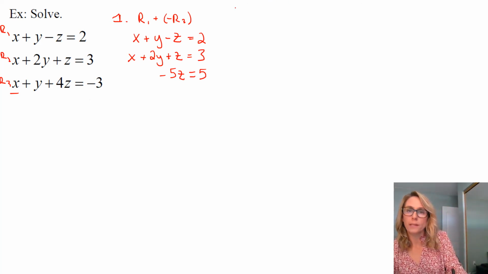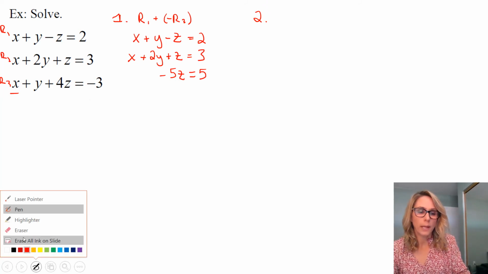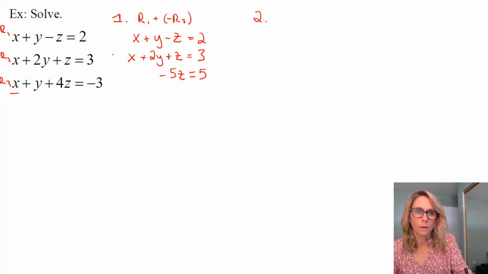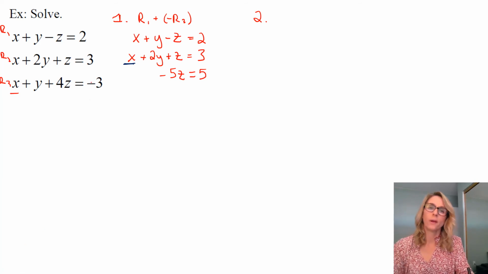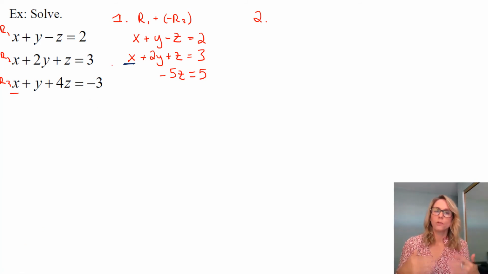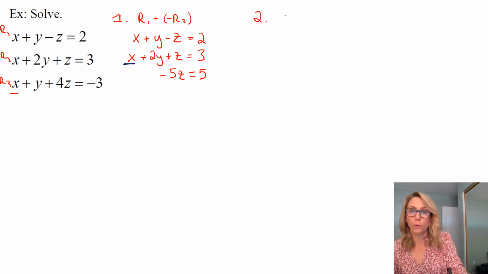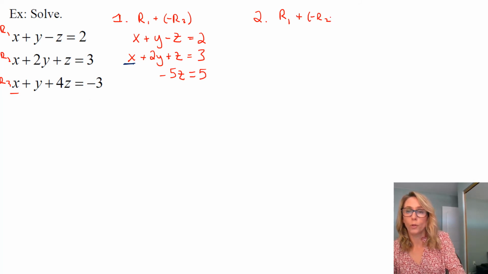So when I think about what my second step will be, the second step needs to eliminate this x right here. That will be pretty straightforward because we have an x in our first row. So we can do something very similar to what we just did with row 1 and row 3. We can take row 1 and add a negative row 2. So my row 1 is the same. My row 3 is also the same. I'll write that the same as well.